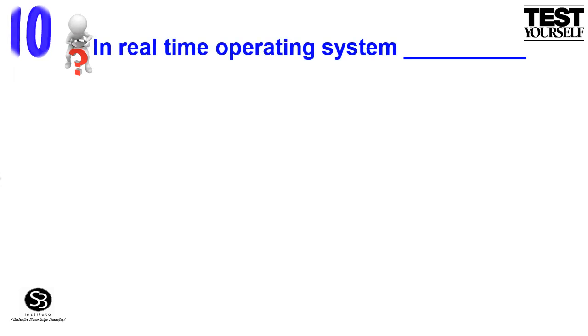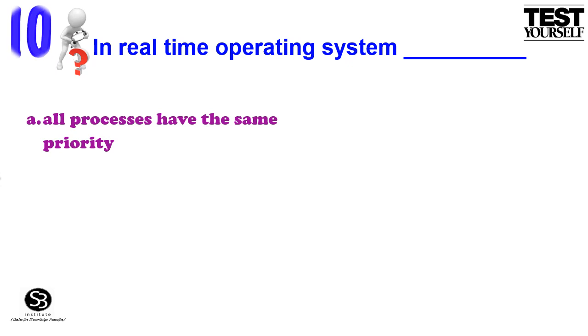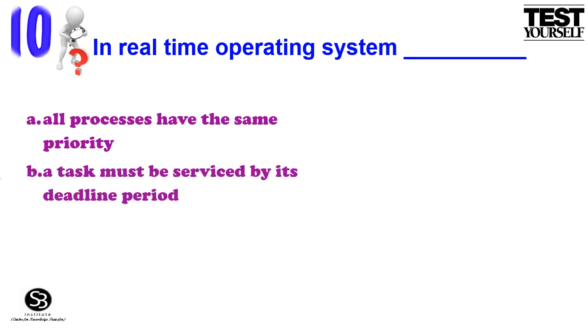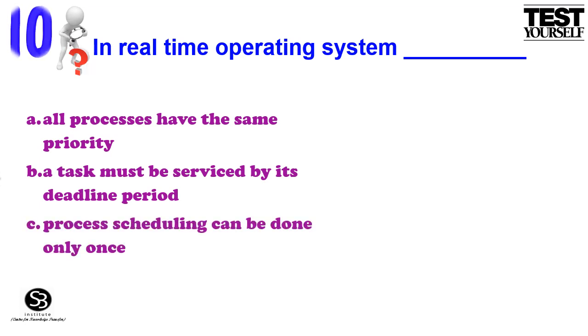Question. In real-time operating system, the given options are option A, all processors have the same priority. Option B, a task must be serviced by its deadline period. Option C, process scheduling can be done only once. Option D, kernel is not required.